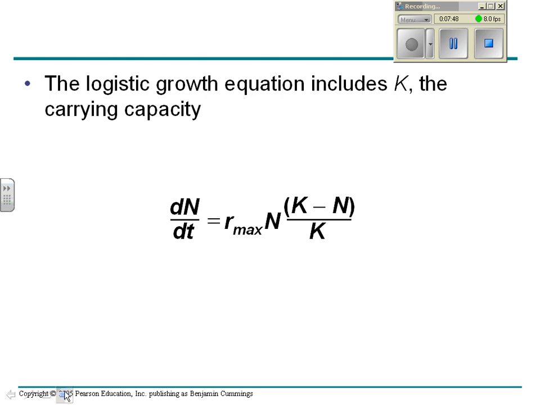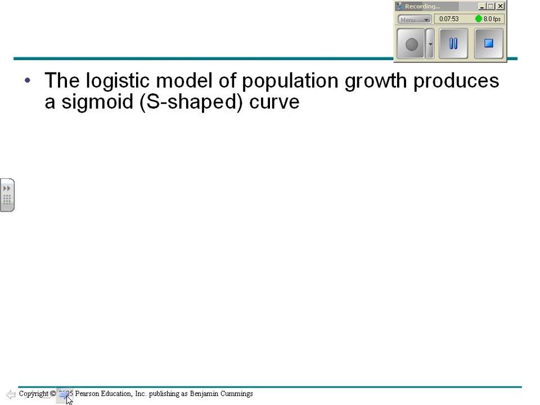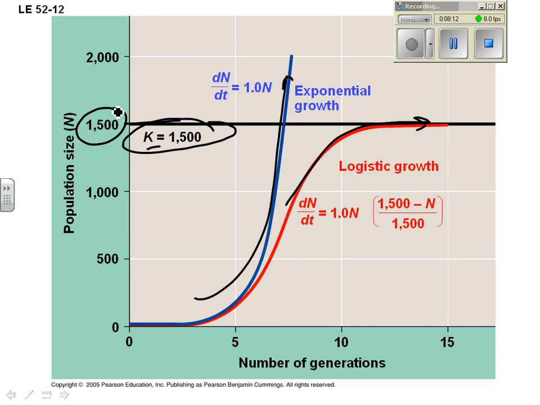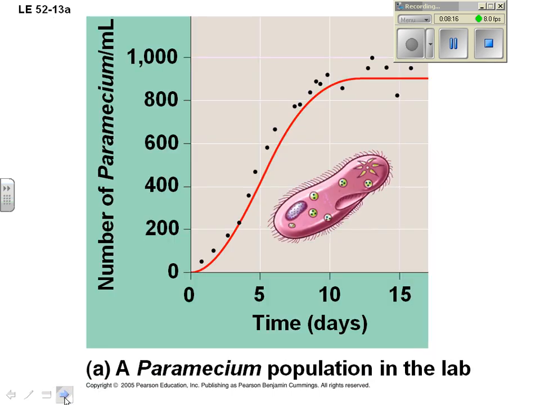I'm going to skip this slide. So here's the calculus equation, if you really want to know it, which you don't. What a K structure looks like is this. This is exponential growth. This is logistic growth, or reaching carrying capacity, where it reaches a certain number, which we call K. Say 1,500 is the amount of organisms that the population can support. We'll talk about why that is in a little bit.